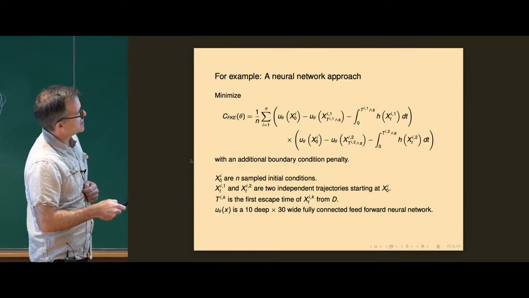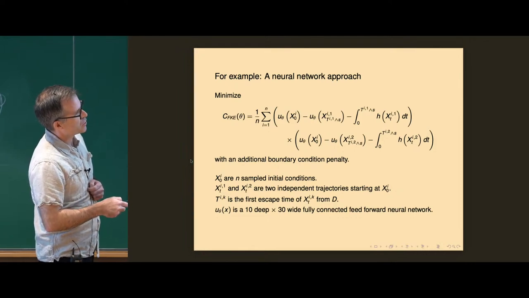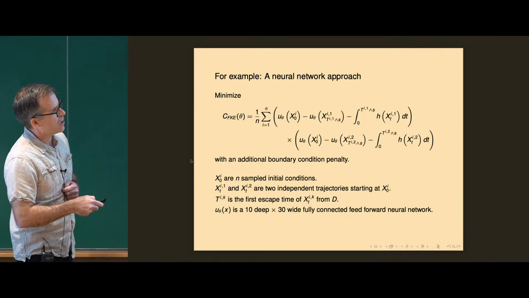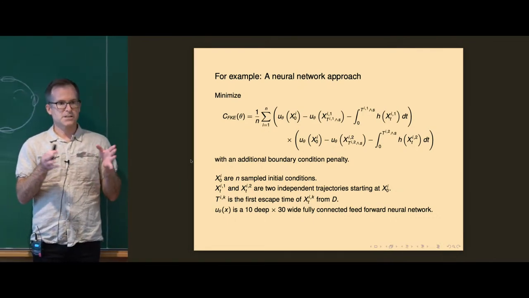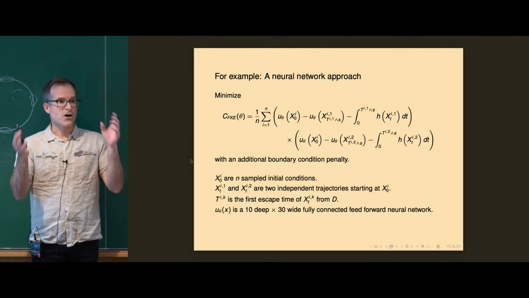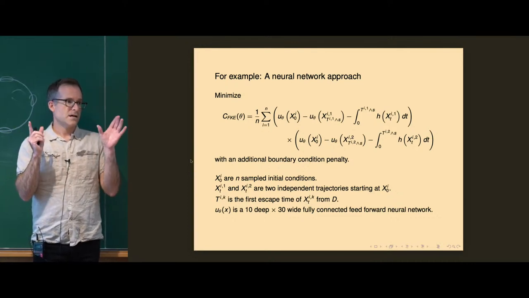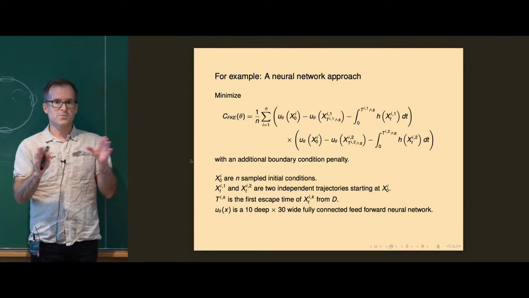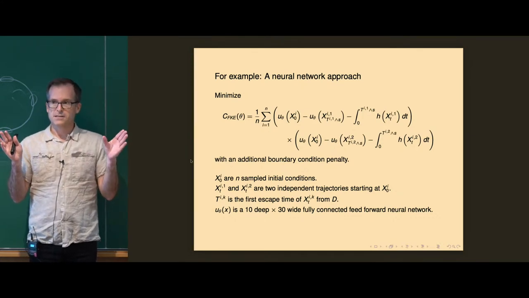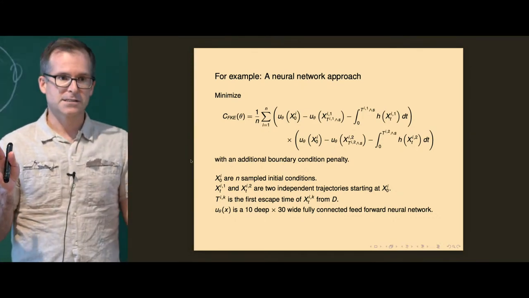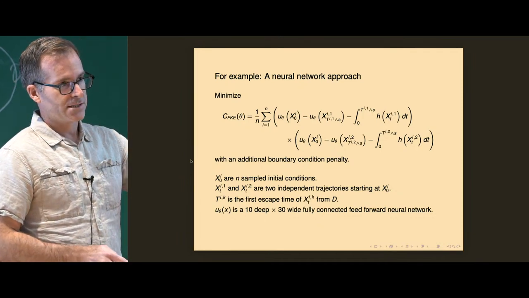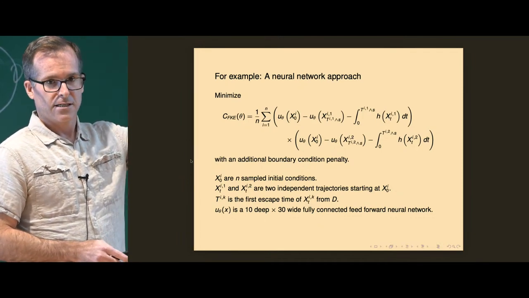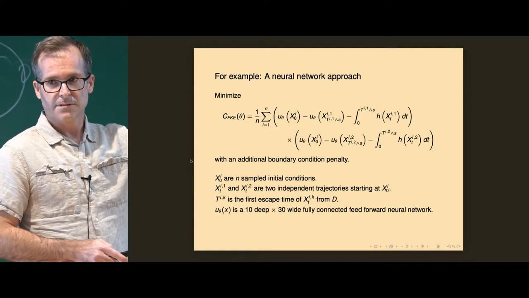What do I need? What are the ingredients? Well, I needed a bunch of initial conditions. That's essentially also the requirement for the methods we saw this morning. They need a bunch of initial conditions. They also needed to know the form of the PDE. I don't want to assume that I know the form of the PDE or anything about the generator of the process. All I have is a black box that takes a current position and spits out a new one in the future. That's the restriction.